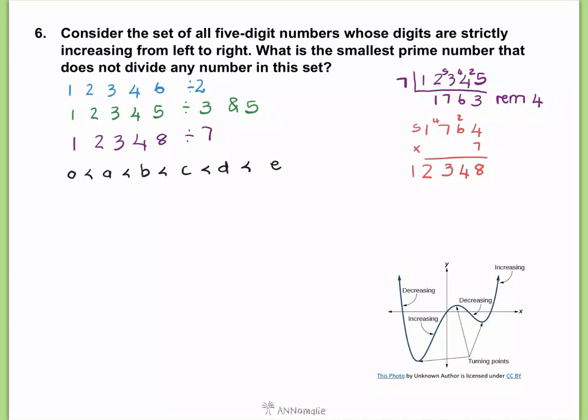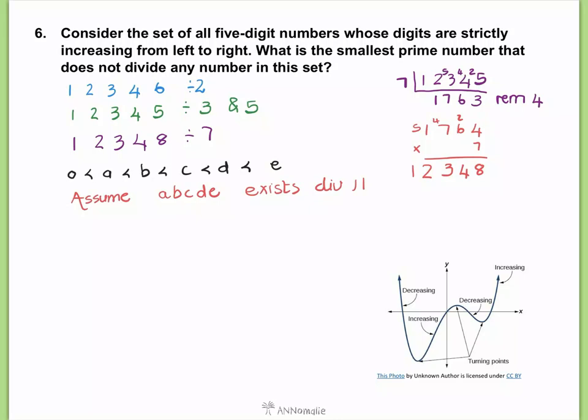So let's start by contradiction. We're going to prove this by the method of contradiction. We are going to assume that there is a number that is divisible by 11. Assume A, B, C, D, E exists and it is divisible by 11.